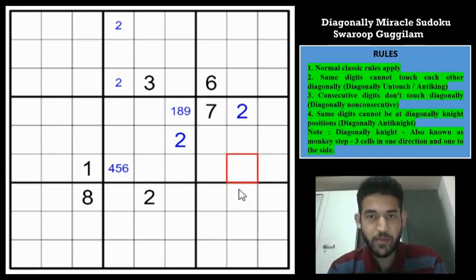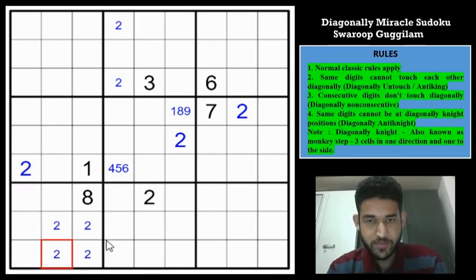So 2 can be eliminated from here, and using these 2's we can place the 2 either here or here, and similarly this 2 will have a monkey step to this cell, so which means that this would have to be a 2. Now we can't have 2 here and 2 here, so 2 is in one of these 4 cells. But this cell is at a monkey step away from this cell, so 2 can be eliminated from here, and this is at a monkey step away from this cell, right?